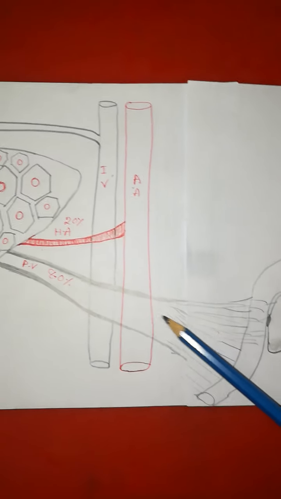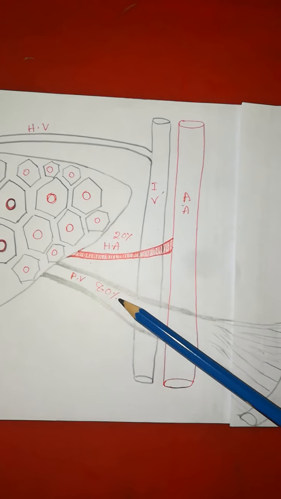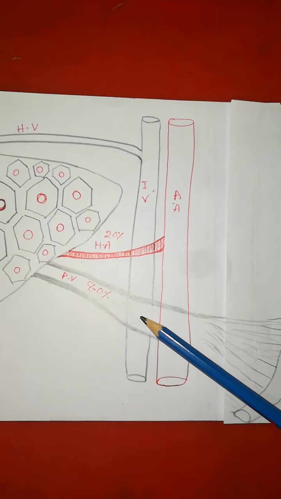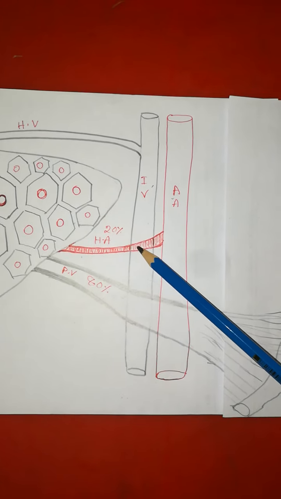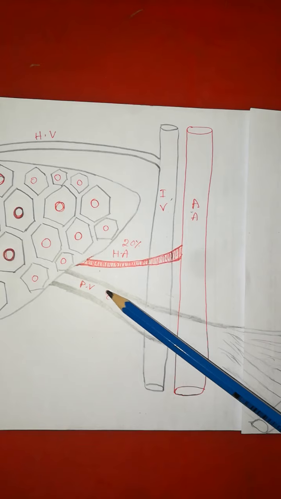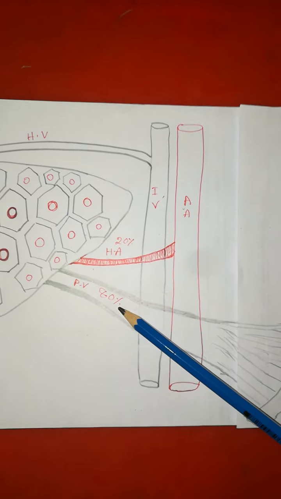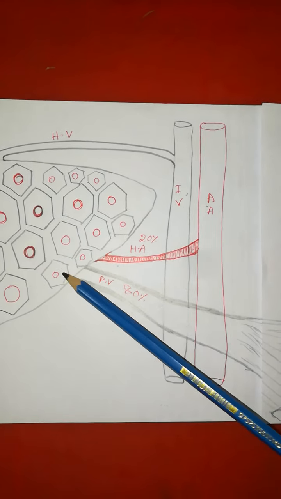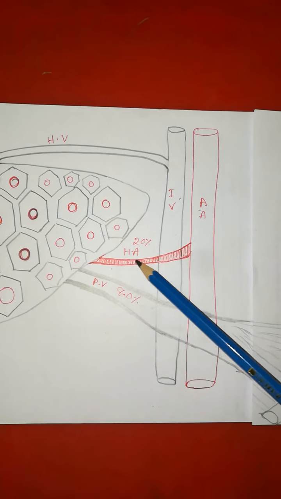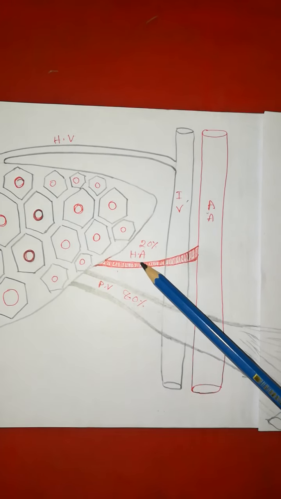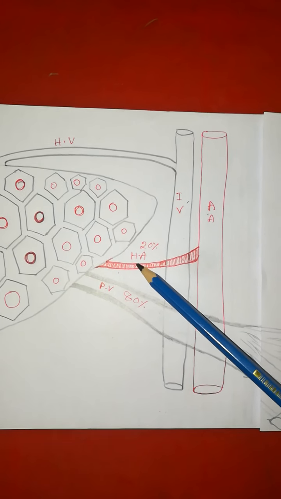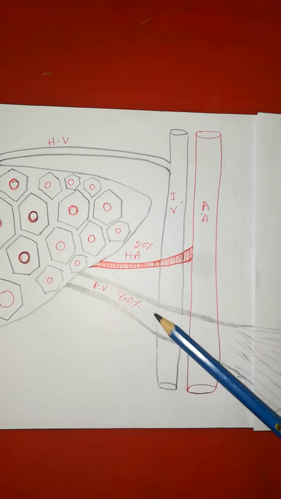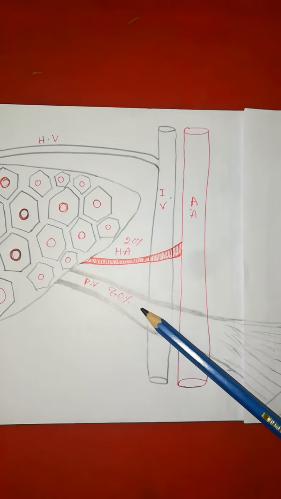Follow here, portal vein. This one is venous blood. The portal vein contains more nutrients, less oxygen, but the hepatic artery contains more oxygen, less nutrients. 80% of blood is circulated to the liver through the portal vein, and 20% of blood is circulated to the liver through the hepatic artery. And already we know the hepatic artery contains more oxygen, less nutrients, but the portal vein contains more nutrients with less oxygen.